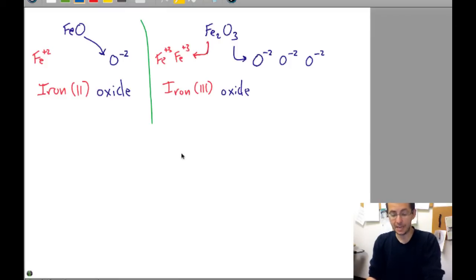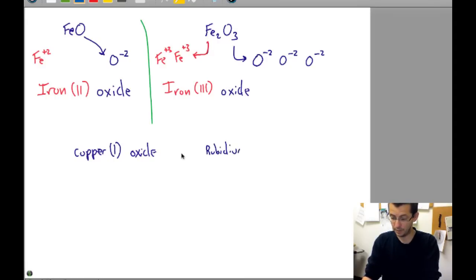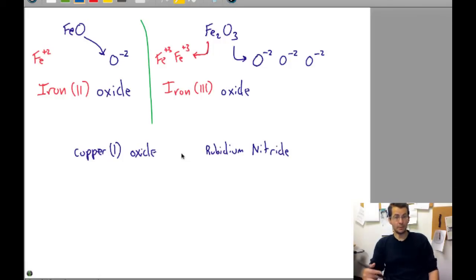So that's naming of simple binary halides. Now you should also be able to go backwards from the name. So if you talk about copper 1 oxide or rubidium nitride, you should be able to generate the formula from that name.